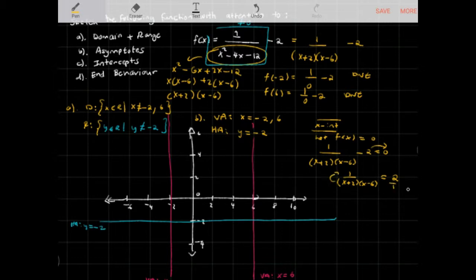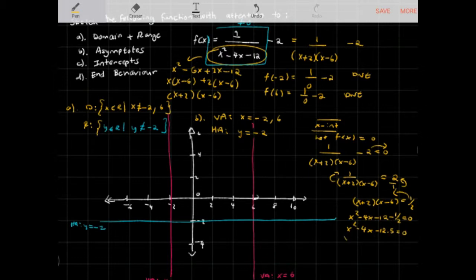Now let's do the reciprocal here. So if we do the reciprocal, we get x plus 2 times x minus 6 is equal to 1/2, right? And what you could do at this point is expand this back to its original format. So we're going to do x squared minus 4x minus 12, and move the 1/2 to the other side. Minus 1/2 is equal to 0. You get x squared minus 4x minus 12.5 is equal to 0.